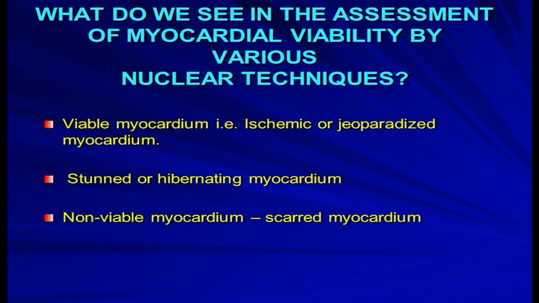So what do we see in the assessment of myocardial viability by various nuclear techniques? We see viable myocardium, ischemic or hibernating, stunned or hibernating myocardium, they are all ischemic myocardium, and non-viable myocardium, scarred myocardium, where nothing will help.